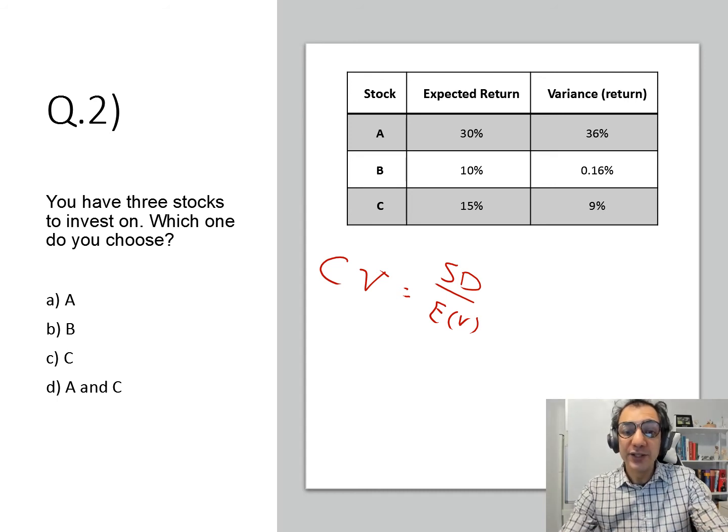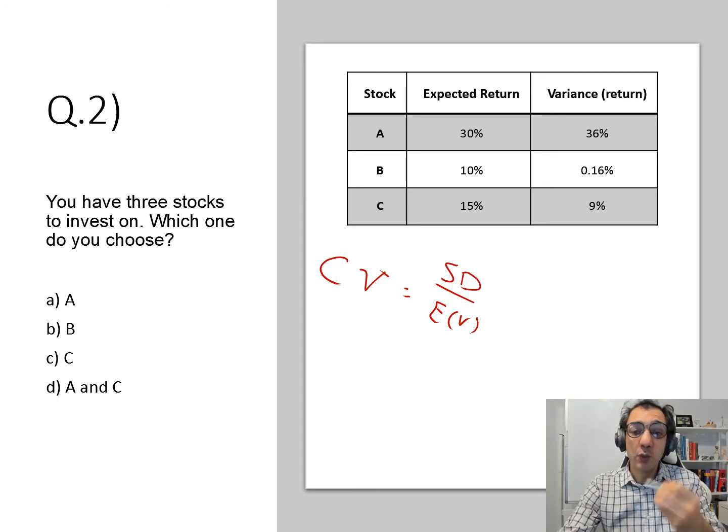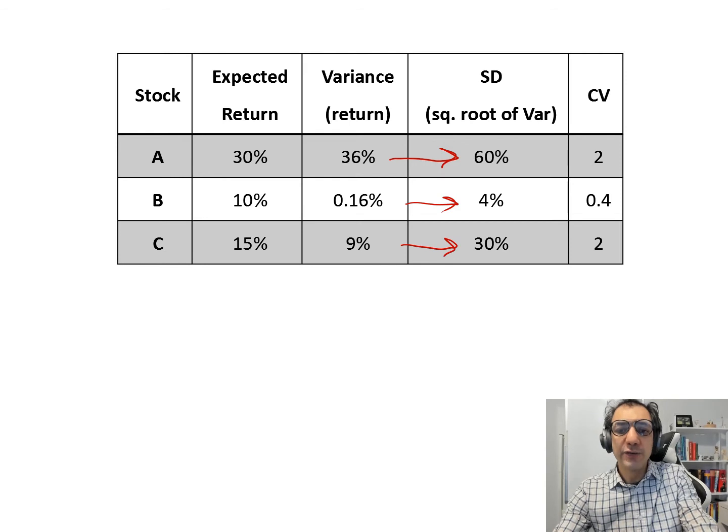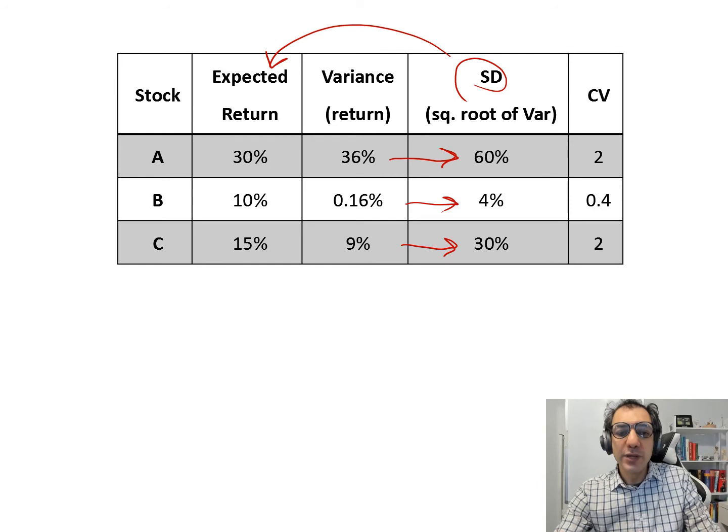Here we don't have the standard deviation, we just have the variance. So what is our job here? Our job here is to find the square root of the variance first, and then we can calculate the CV. So let's calculate the standard deviation first, and then we'll talk about CV. Here I calculated the standard deviation. As I mentioned, that's the square root of the variance. Based on the standard deviation, now I can find the CV. I just divided the SD by the expected return to find the CV for assets A, B, and C.